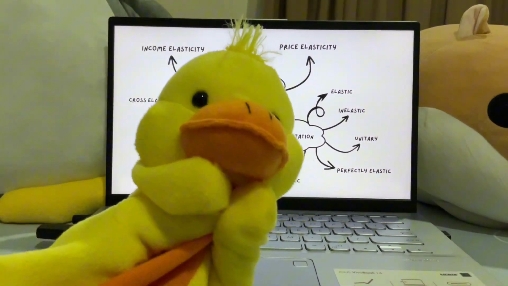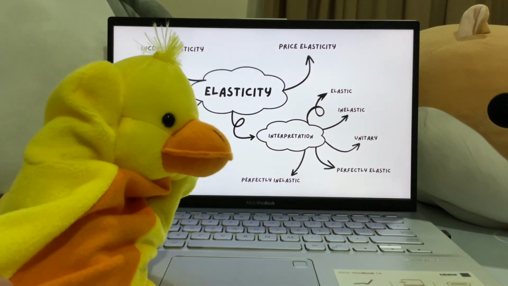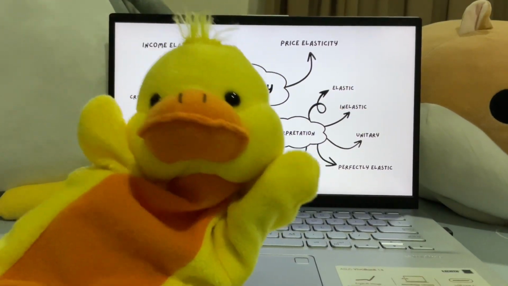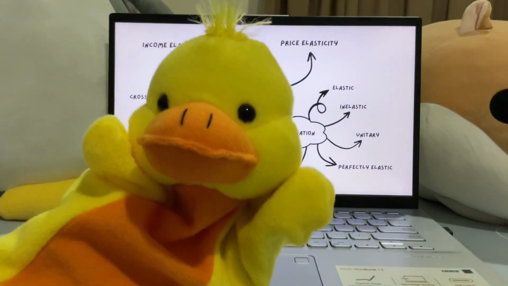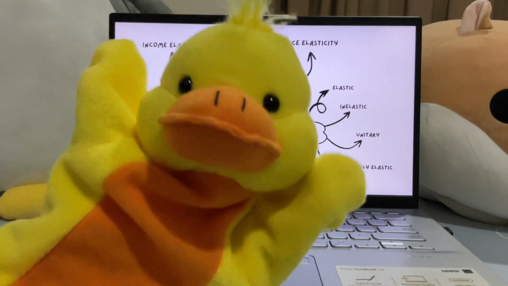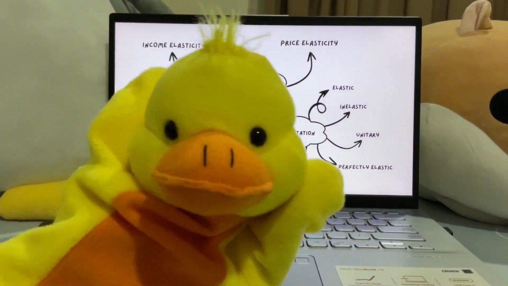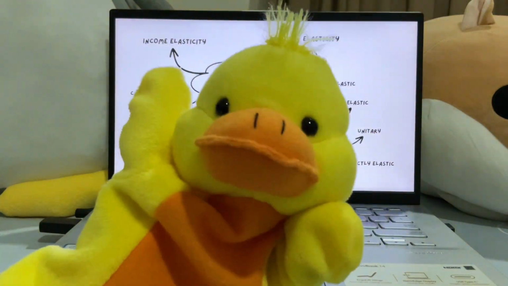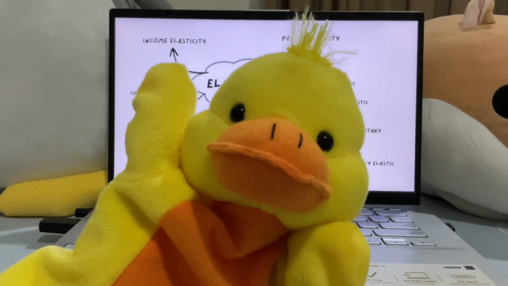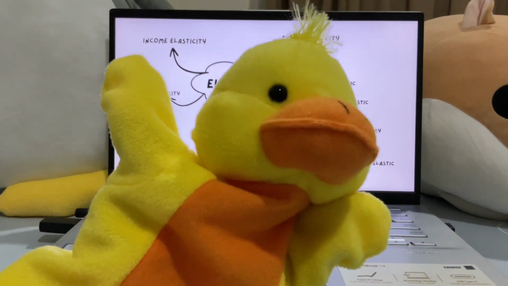There are also 5 interpretations of elasticity coefficient: elastic, inelastic, unitary, perfectly elastic, and perfectly inelastic. Elastic is a percentage change in a variable that results in a proportionally larger percentage change in quantity demanded or supplied. This means a 1% change in the variable leads to more than a 1% change in the quantity. The elasticity coefficient for elastic cases is greater than 1. Inelastic is a percentage change in a variable that results in a proportionally smaller percentage change in the quantity demanded or supplied. This means a 1% change in a variable leads to less than 1% change in quantity. The elasticity coefficient in inelastic cases is less than 1. It's essentially the opposite of elastic.